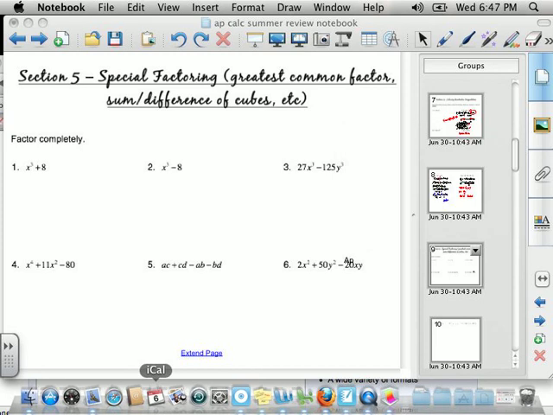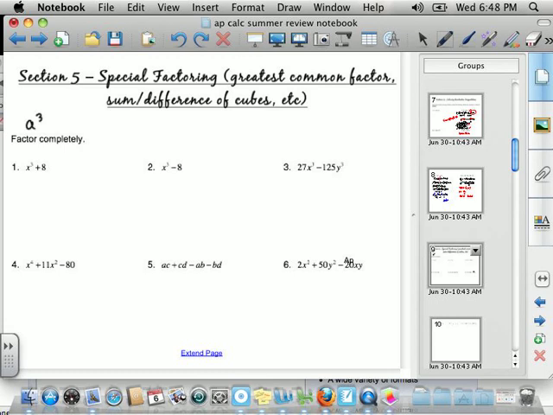Okay, the next section we have is section 5, special factoring. So this is going to include greatest common factor, sum and difference of cubes, etc. All right, so number 1, we need to factor completely. So I have x cubed plus 8. All right, so this is called the sum of cubes.